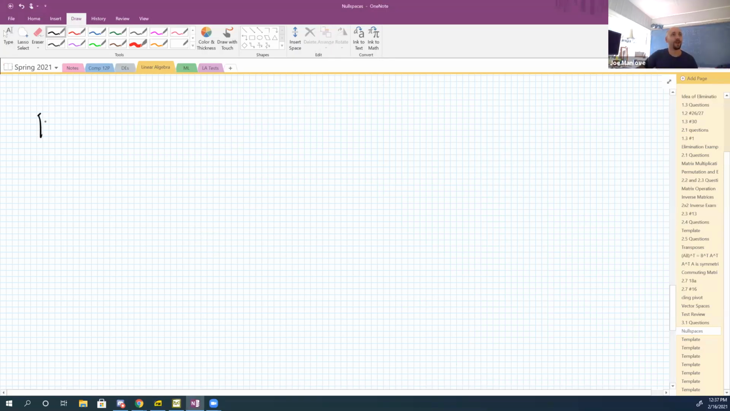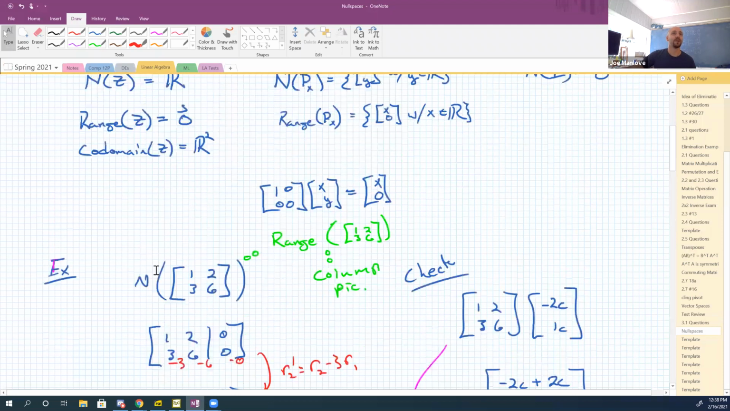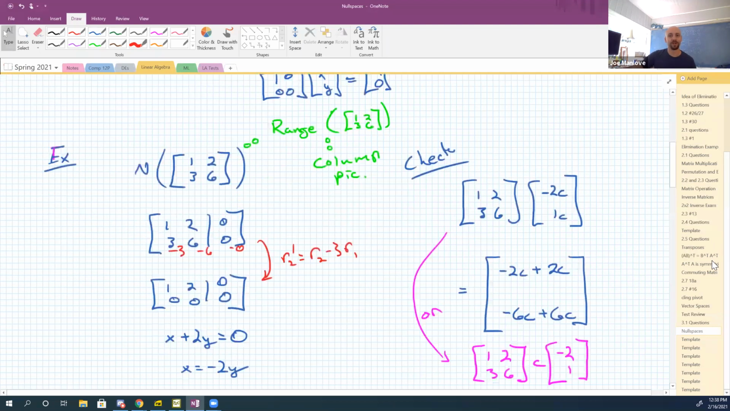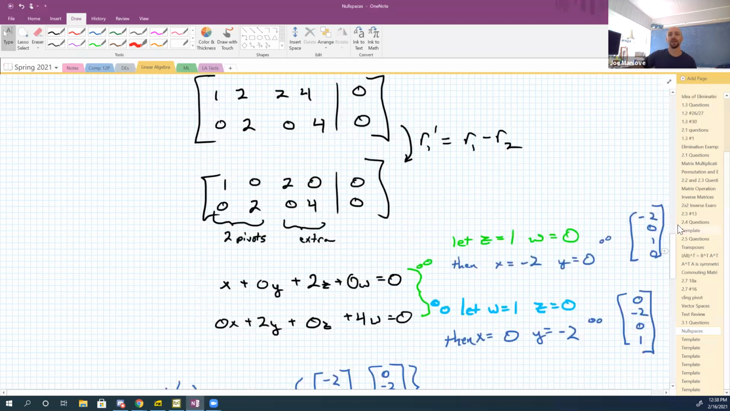Okay, and a minute ago, I lied when I said we weren't going to talk about this for a couple of days. I need to talk about this really quick. So earlier we were looking at a matrix up here, [1, 2; 3, 6], and we were wondering about the range of that matrix. So let's answer that question.